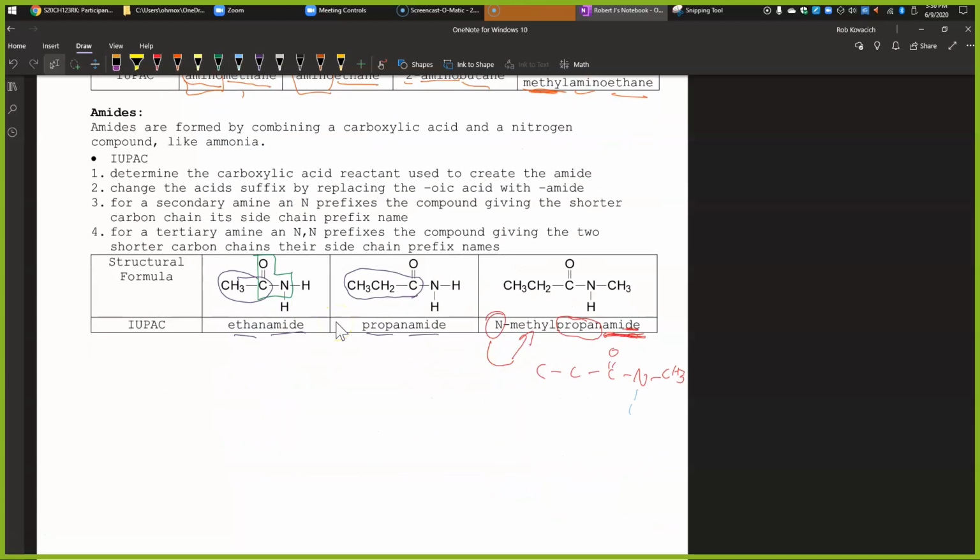So this nitrogen is missing a bond, and that carbon's missing 2 bonds. This carbon is missing 3 bonds. And so that's how I come up with the structure based off of the name. I usually just work backwards.